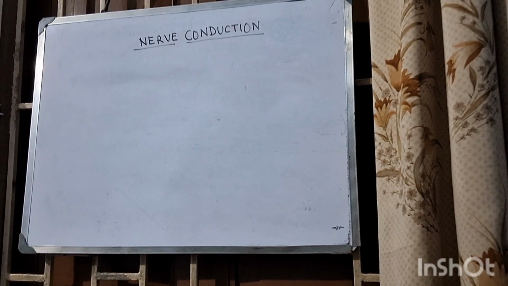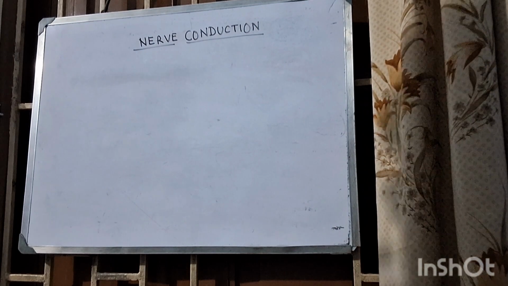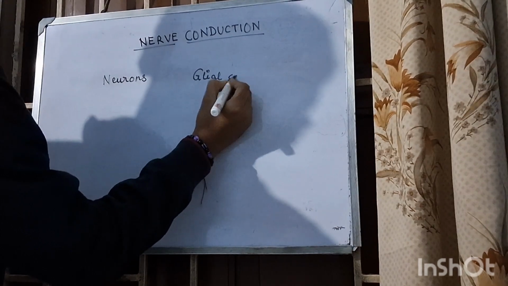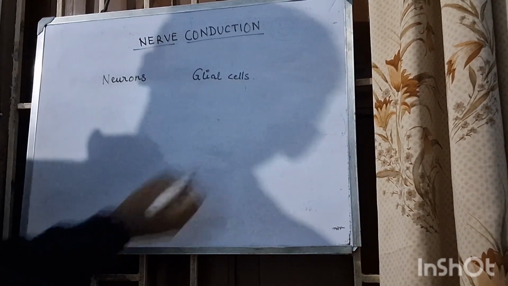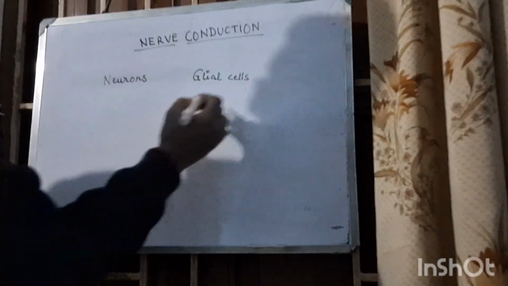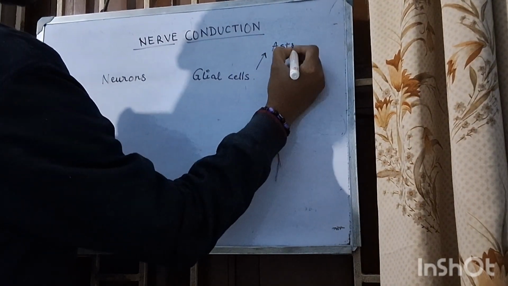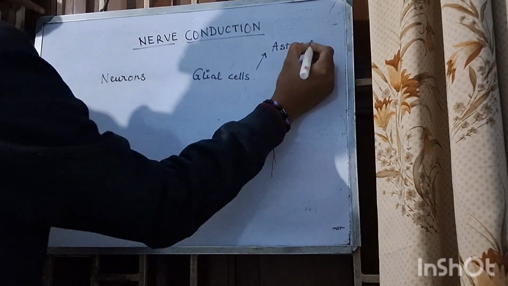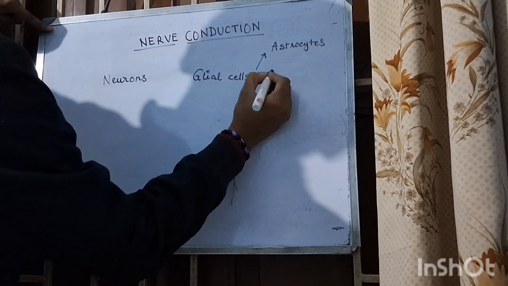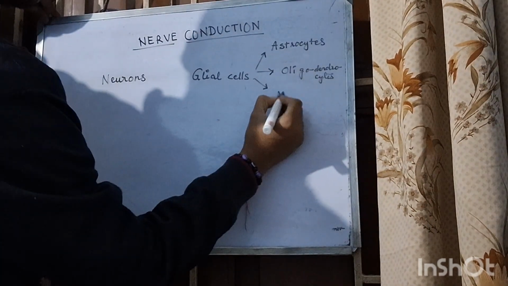So we'll begin by discussing the many types of cells which constitute the central and peripheral nervous systems in our body. These are the neurons and the glial cells. These are basically scaffolding or supportive cells which mainly aid in synaptic interactions. And these can be divided into astrocytes, oligodendrocytes, and microglia.